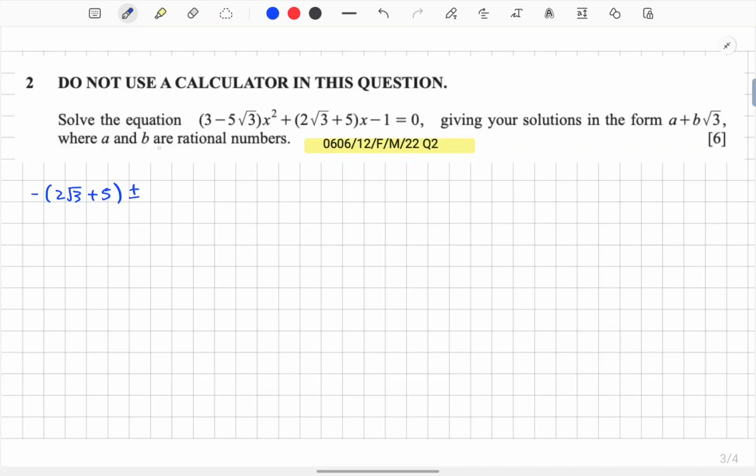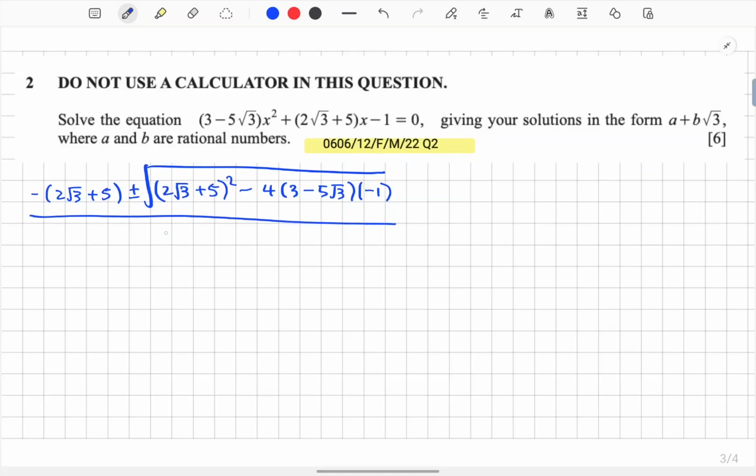Then we'll put down plus minus and the square root of b squared, 2 root 3 plus 5 in parentheses squared, minus 4 times 3 minus 5 root of 3, then negative 1 in a square root, and this will be all over 2a, which is 2 times parentheses 3 minus 5 root of 3.